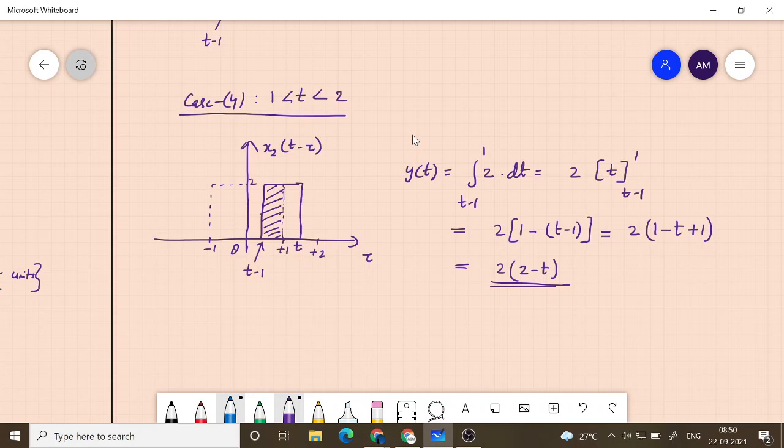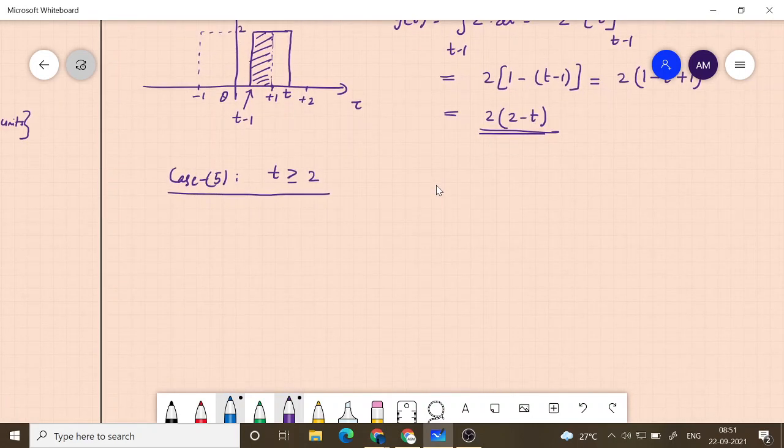We can check what will happen if the shift is 2. If the shift is 2, the overlap will become 0 because the left side of this x2 of t minus tau will come to 1, and there is nothing to overlap. So this is also valid for this entire range. Now case 5 is the last case. If t is greater than or equal to 2, if you shift it beyond, then the overlapping region will be 0.